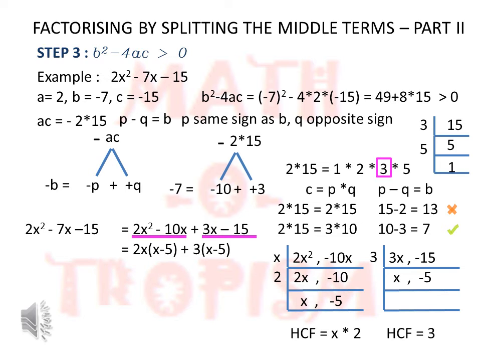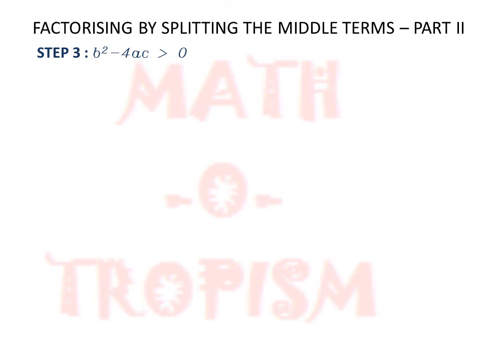Now in both the terms, 2x into x minus 5 plus 3 into x minus 5, x minus 5 is common. So when I take out the x minus 5, what is remaining? 2x is remaining in the first term and 3 is remaining in the next term. So x minus 5 bracket open of 2x plus 3 is my answer. So 2x square minus 7x minus 15 is split into x minus 5 into 2x plus 3. Let us go to the next example.